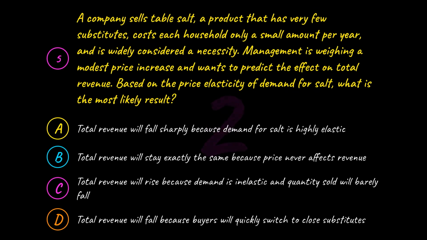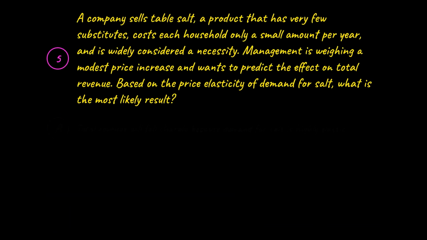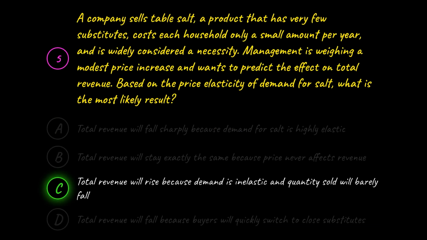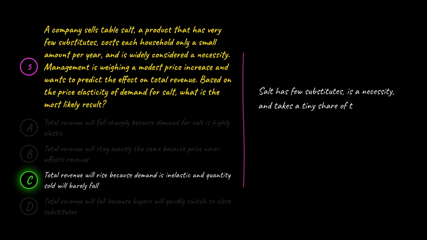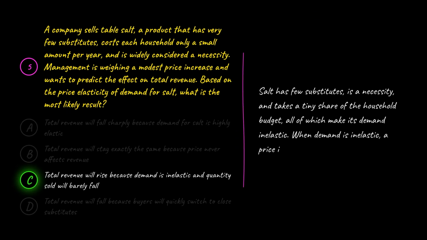The correct answer is C. Total revenue will rise because demand is inelastic and quantity sold will barely fall. C is correct because salt has few substitutes, is a necessity, and takes a tiny share of the household budget, all of which make its demand inelastic. When demand is inelastic, a price increase causes only a small drop in quantity, so total revenue rises.